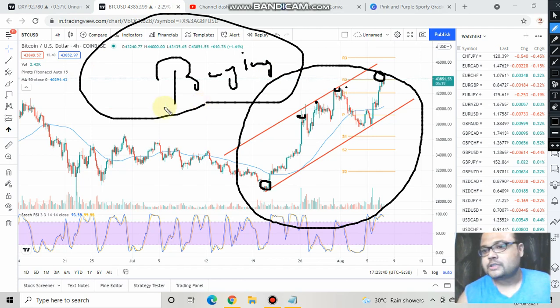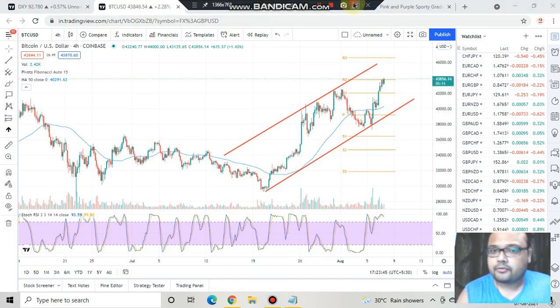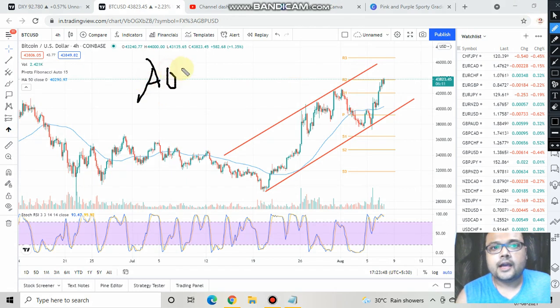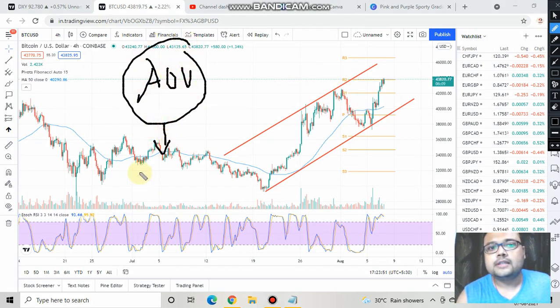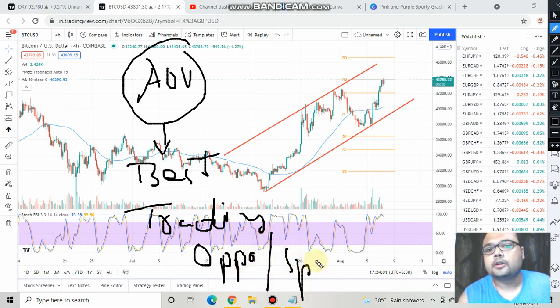Clear? So second thing that we need to find out, and that I always talk in my forex videos as well, is the area of value, which is nothing but the best trading opportunity or the best trading spot. So if a market is in uptrend, you should mainly look for buying opportunities, and if a market is downtrend, you should mainly look for selling opportunities. But where should we buy, where should we sell? That depends on the area of value.